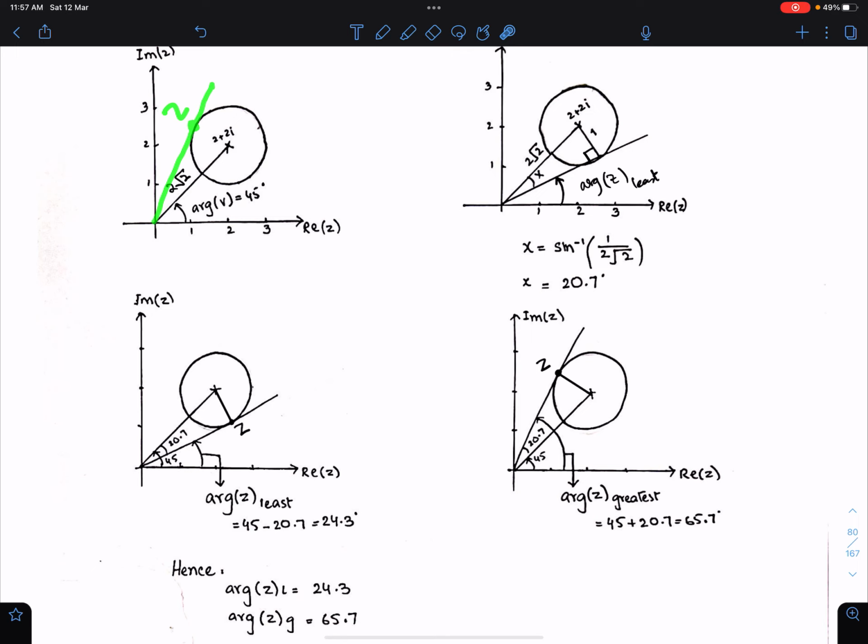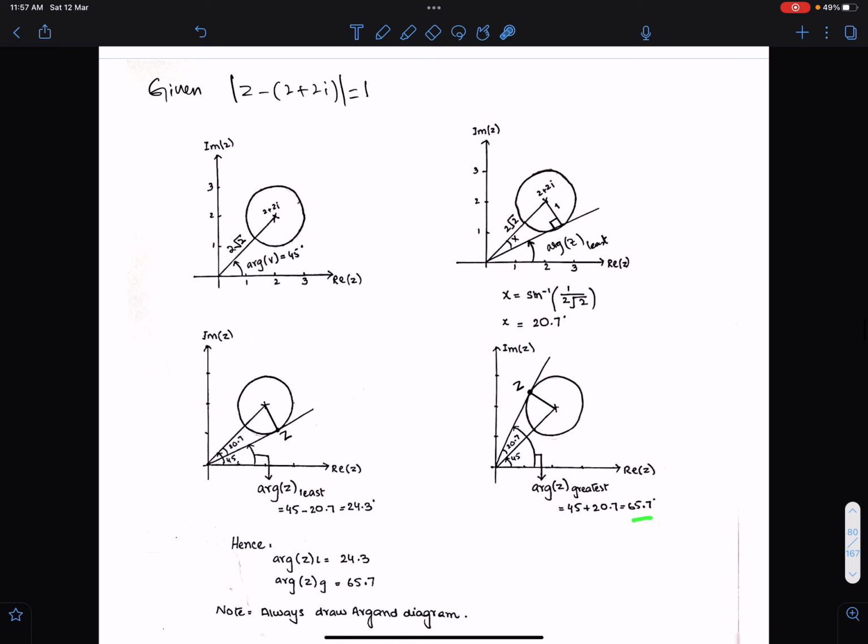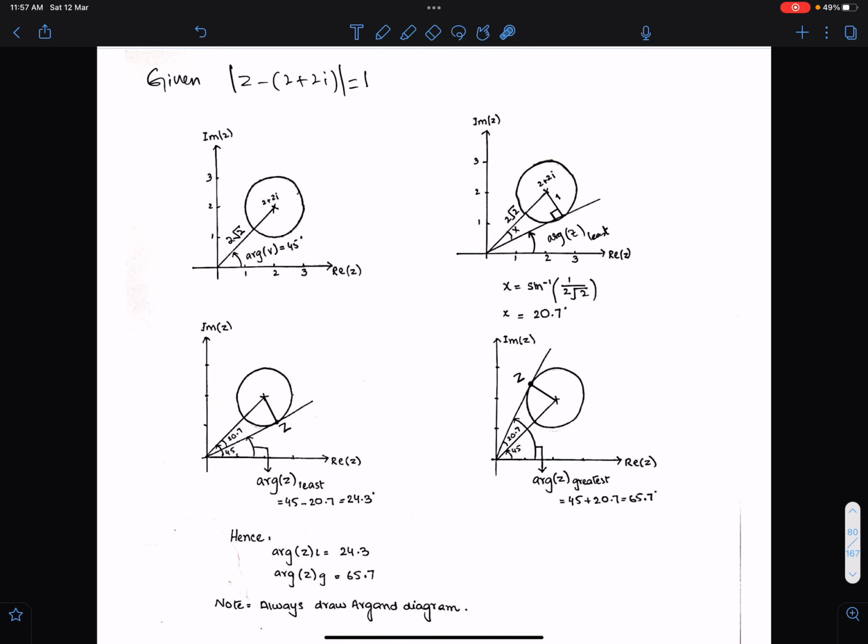This is here. This angle is 20.7. Therefore, this total angle should be 45 plus 20.7, which is 65.7. So remember this concept. Whenever you have to find greatest and least values of argument z, then always draw two tangents from origin to the circle. Hence, argument z least is this and argument z greatest is this. Always draw Argand diagram for this.